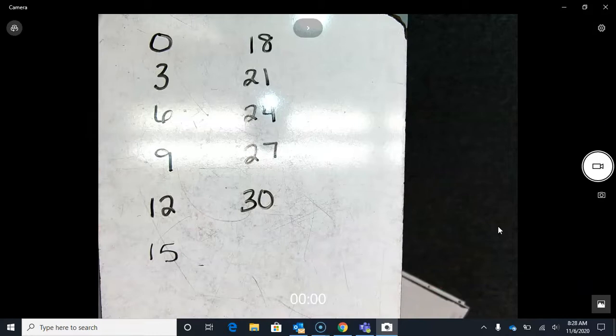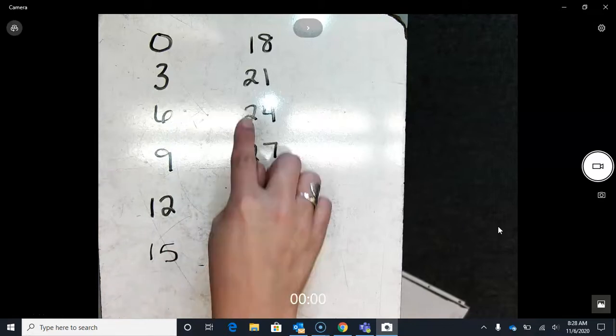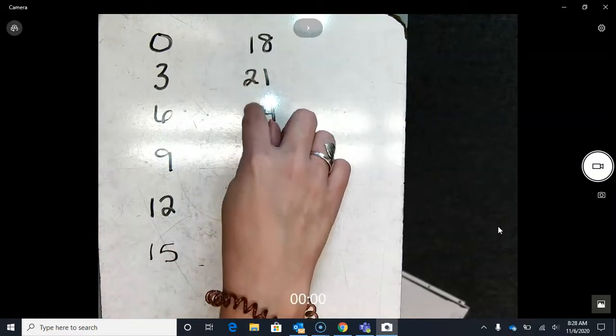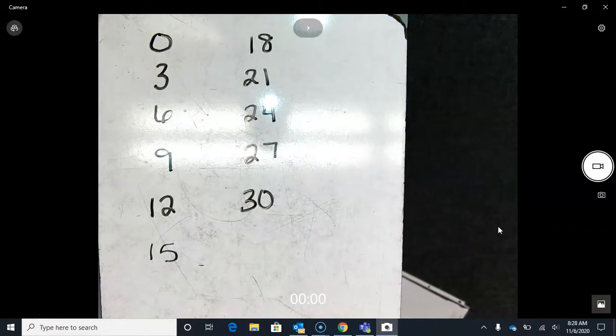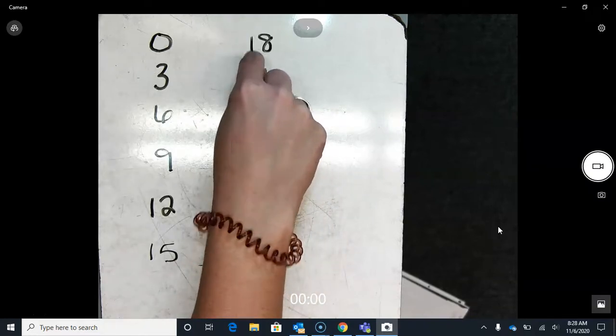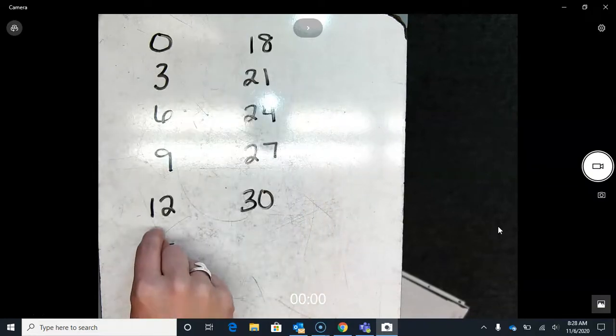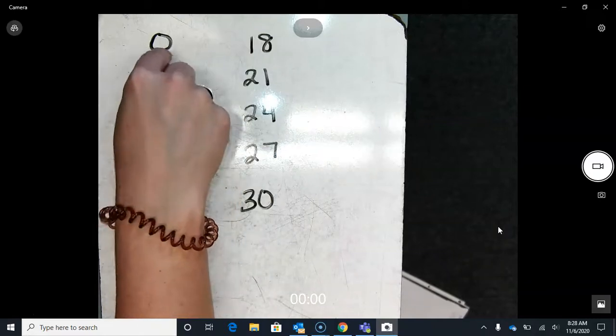All right, let's do it one more time. You can keep doing it on your fingers if you want to show those facts. So we have 0, 3, 6, 9, 12, 15, 18, 21, 24, 27, 30. Now let's go backwards. Ready? 30, 27, 24, 21, 18, 15, 12, 9, 6, 3, 0.